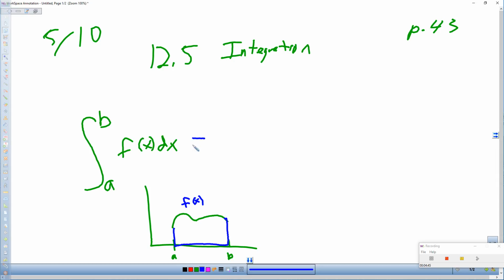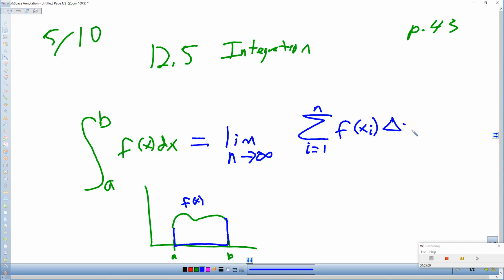Now the definition of this is equal to the limit as n goes to infinity of the sum as i goes from 1 to n of f of x_i delta x, where delta x is equal to (b minus a) over n, and x_i is equal to a plus i delta x. Now, this is our overall definition.